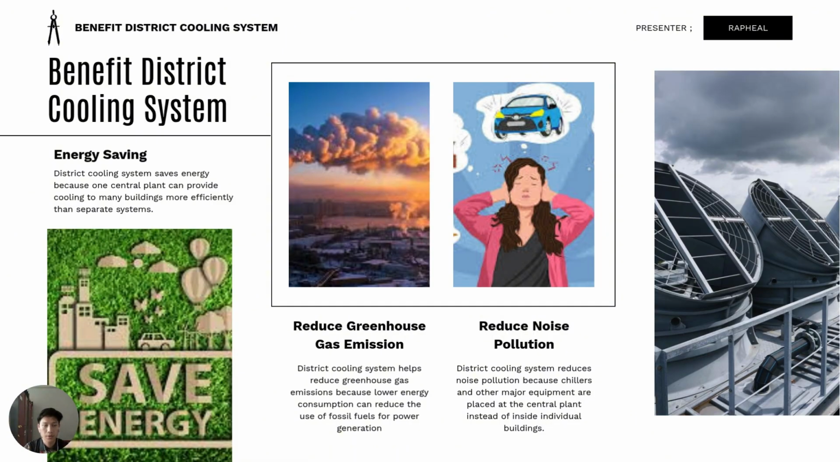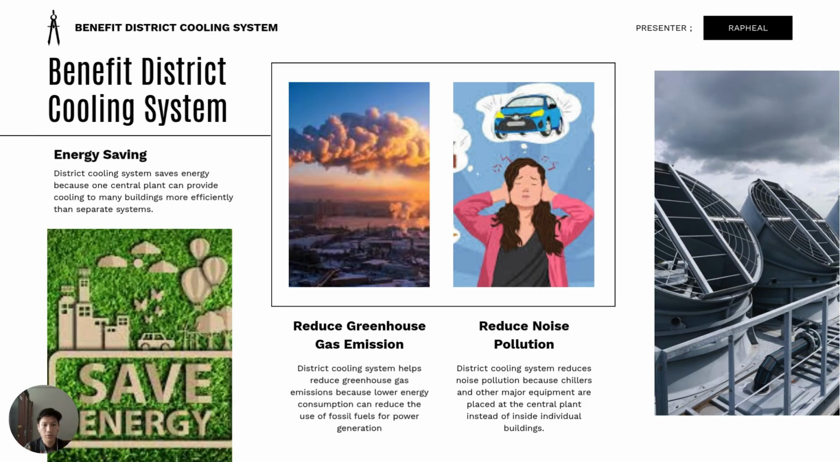Alright, so these are the benefits of the district cooling system. There are seven benefits. For this slide, we have three, which are energy saving, reduce greenhouse gas emissions, and reduce noise pollution. Why energy saving? It is because the cooling system saves energy, since one central plant can provide cooling to many buildings more efficiently than separate systems.